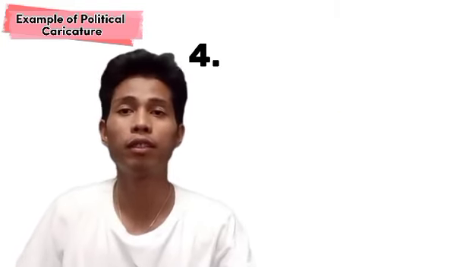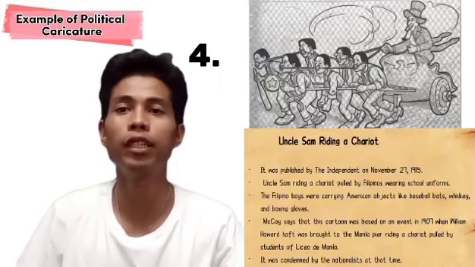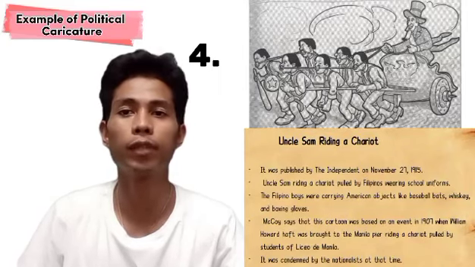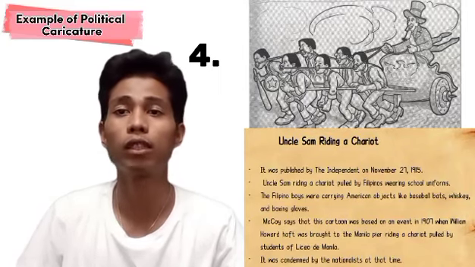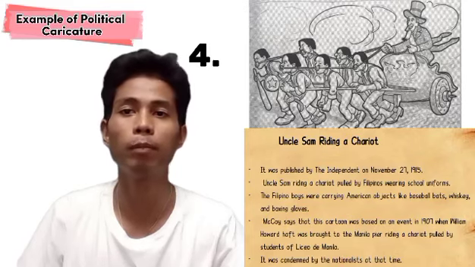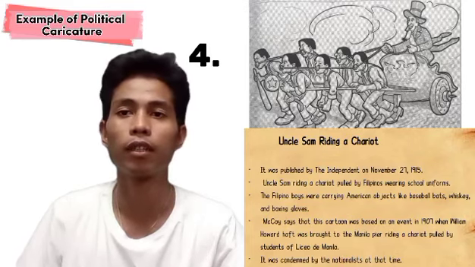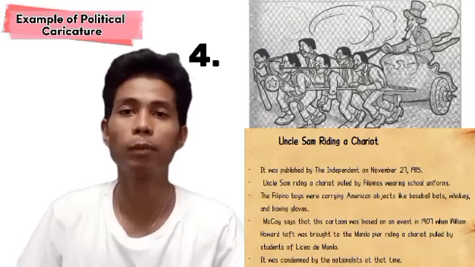The fourth picture was published by The Independent on November 27, 1915. Uncle Sam was riding a chariot pulled by people wearing school uniforms. It is also a particular punishment of Filipinos for the execution.